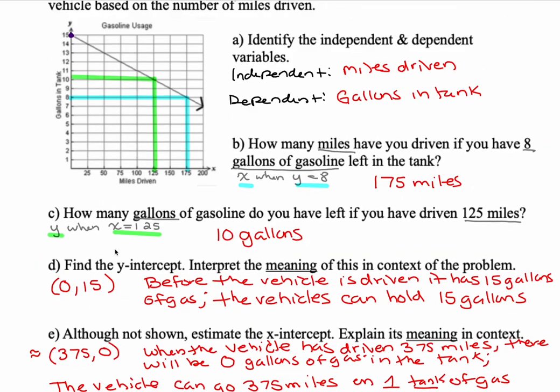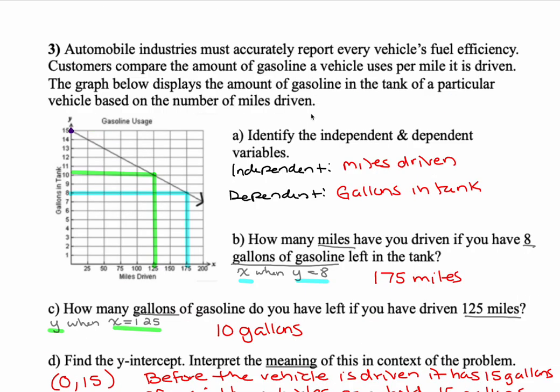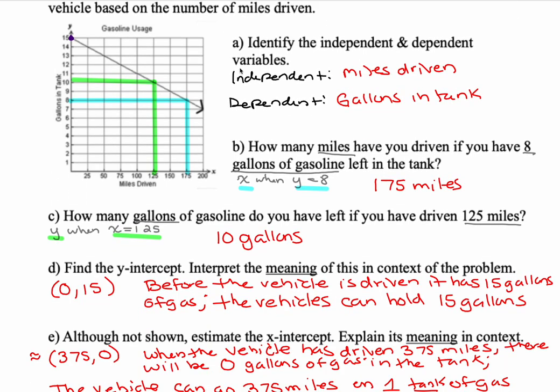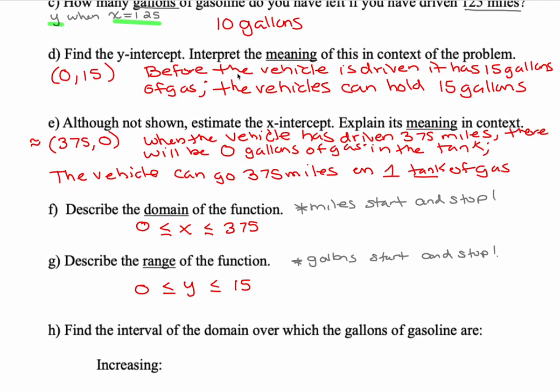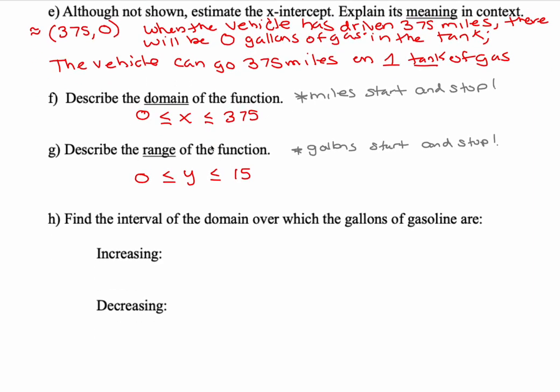Now I can also see that in the graph, there is an arrow here because it will continue to go down on the graph, but it will stop at the x-axis. And we know that because the scenario makes sense for it to stop. But we can also find the domain and range because of the scenario itself. We don't have to look at the graph.